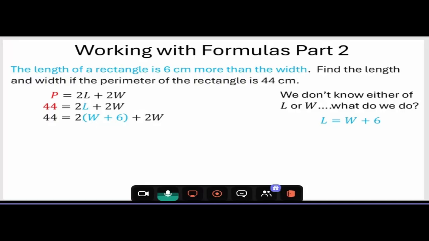We got to expand those brackets first, like so. So on the left, we still have 44. On the right, we have 2 times W plus 2 times 6 is 12. And you see, as we move on, I do things faster, right? When we first learn a concept, I really slow it down, but you don't want to be doing that every time. You want to be able to quickly multiply that 2 through that bracket, get 2W plus 12. And of course, we still also have another plus 2W at the end.